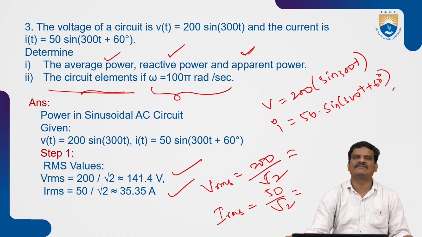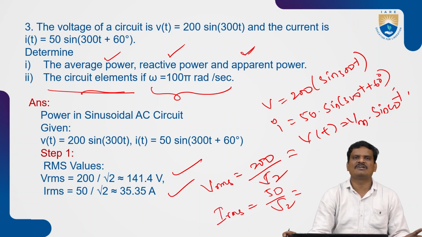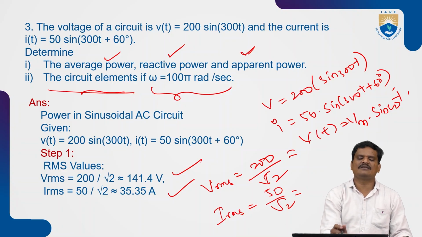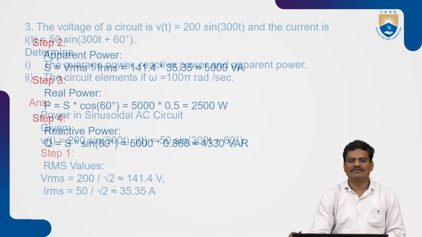This is what we have done as the first step. From the given expressions, that is V of t and I of t, I have considered the values of Vm. Why? Because you know the standard expression for V of t is Vm into sine of omega t. So from the given expressions of V of t and I of t, I have taken the value of Vm as 200 and the value of Im as 50. By considering those maximum values of voltage and current, I have calculated the RMS values, where Vrms equals 200 by root 2 and Irms equals 50 by root 2.